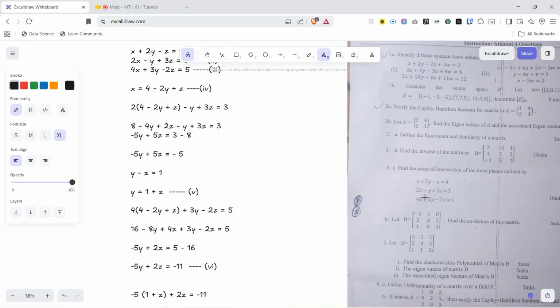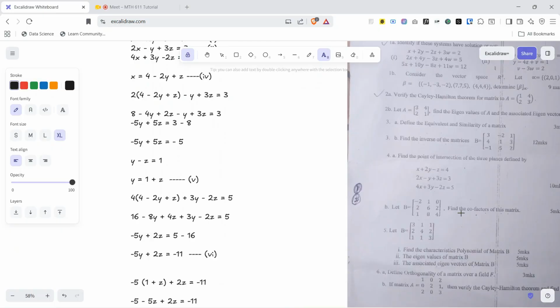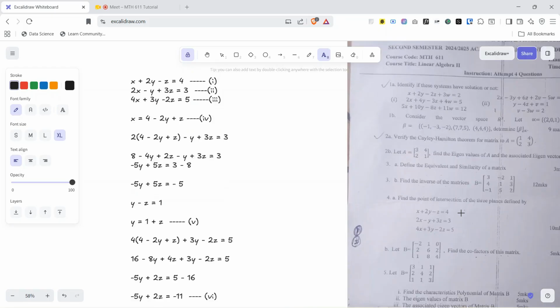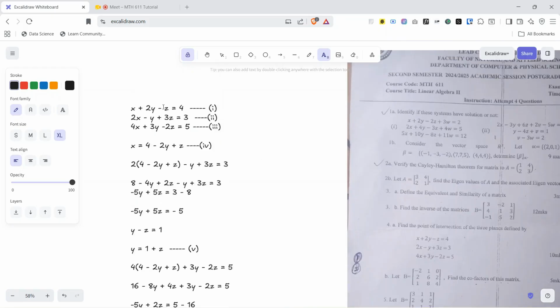So we are treating 4A. We are told to find the point of intersection of three planes, and this is the formula we are given. Same way we did yesterday, each one will represent an equation, equation 1, 2, 3. Then we'll make x the subject of the formula in equation 1, which we did. Now we are going to plug in x into 2 and 3. So we plugged in x into 2, and then we got this.